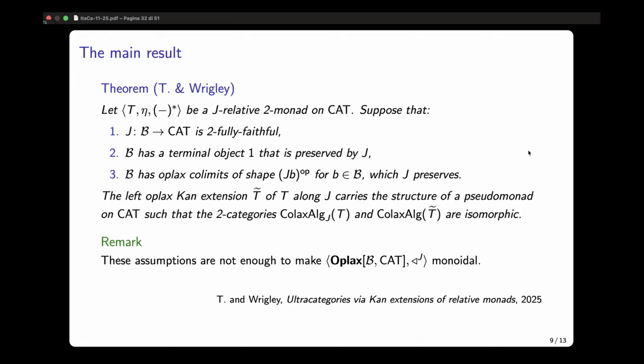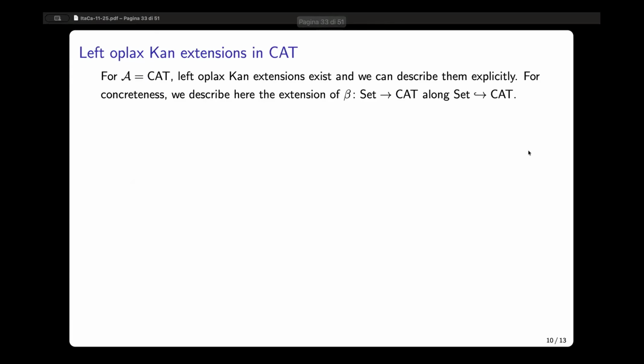And also, as you can see, compared to maybe a more direct approach to finding an algebraic presentation of ultracategories, this theorem is in principle a lot more general. Okay, in case of Cat, there are some size conditions to take a bit of care on. But let's say that in the case of B, the base 2-category being Set, we can also assume that Cat is the 2-category of locally small categories. And then left lax Kan extensions exist, and we can describe them explicitly.